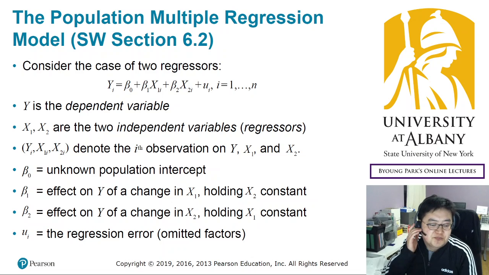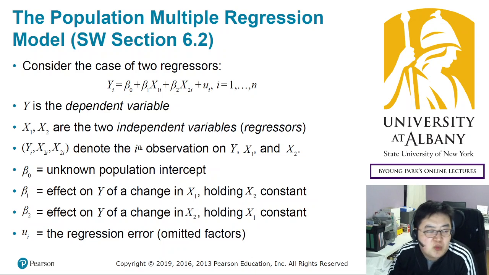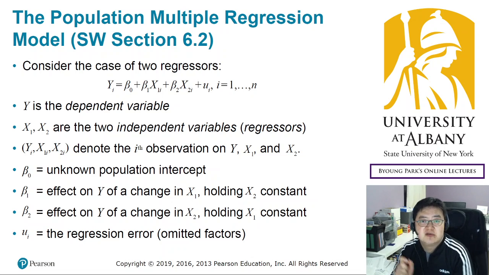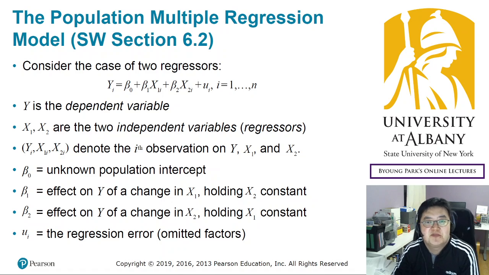Hello. From the last lecture, we started to consider regression models with multiple regressors. One of the important motivations to have multiple regressors is that if you do not include relevant variables, then the omission can cause some bias, some misleading result. And that's called the omitted variable bias.